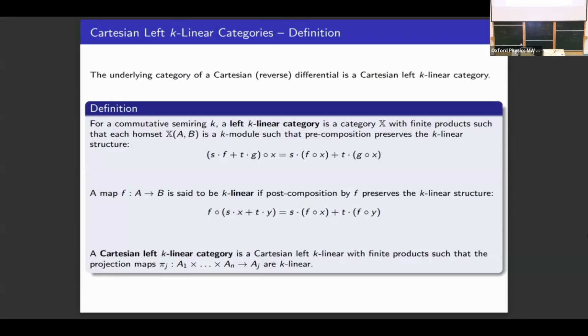So an example to keep in mind is polynomials. I can add polynomials together, but not every polynomial is an additive function that preserves K-linear structure. And then a Cartesian left K-linear category is one where the projection maps are K-linear maps. So they do preserve addition and stuff like that.